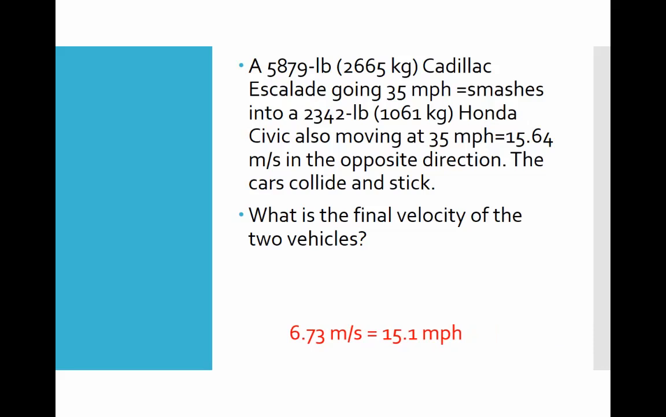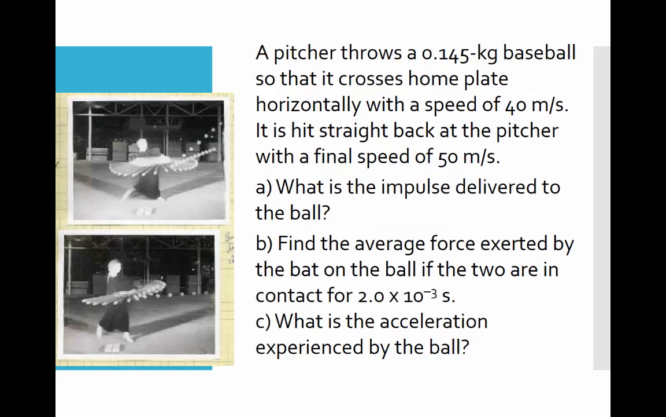In this case, instead of car collision, let's look at a baseball bat. A pitcher throws a 0.145 kilogram baseball, so it crosses home plate horizontally with a speed of 40 meters per second. It's hit straight back at the pitcher with a final speed of 50 meters per second. What is the impulse delivered to the ball? And find the average force exerted by the bat on the ball if the two are in contact for 2.0 times 10 to the negative third seconds. And what is the acceleration experienced by the ball?